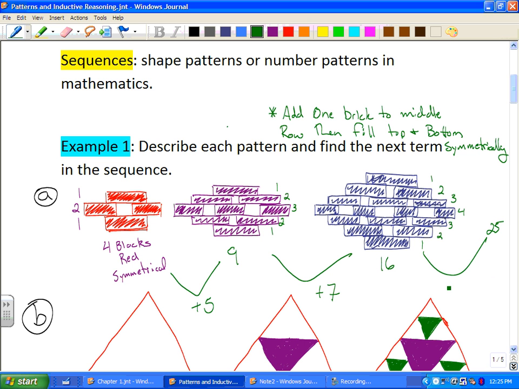Am I adding 9? Plus 9? So it looks like I'm adding odd integers each time. So there was something with the number of bricks. We just had to find it. So the next one, how many would you add? How many bricks would the next term have? 36. I'd add 11, which would give me 36.